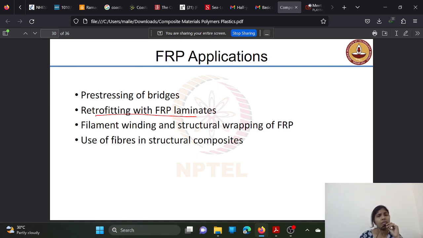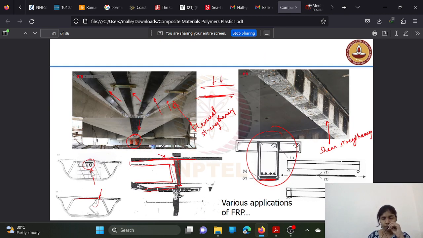So the applications of FRP are pre-stressing of bridges, retrofitting with FRP laminates, filament binding and structural wrapping, uses of fiber in structural composites. For suppose, see here, when you go for this bridge construction, the black color stripes you can observe, these are the GFRP materials, and when you incorporate these materials in this longitudinal direction, it will take care of the tensile strength.